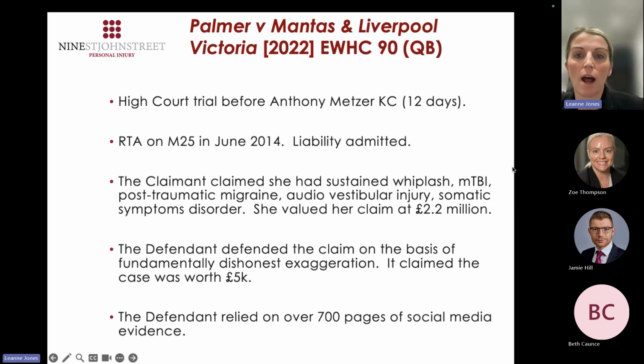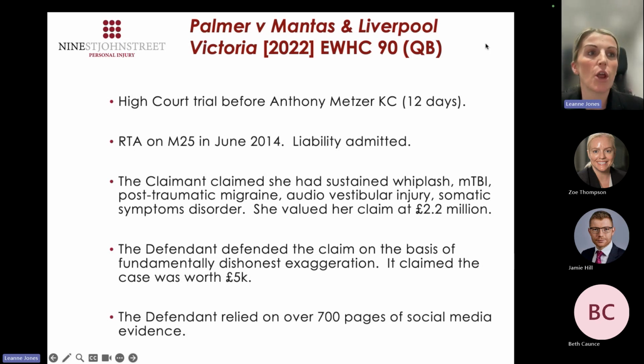This was a High Court trial, RTA on the M25 in June 2024. Liability admitted in this one. The claimant was claiming that she'd sustained whiplash, mild traumatic brain injury, post-traumatic migraine, audiovestibular injury, somatic symptoms disorder, and she valued her claim at 2.2 million. The defendant, on the other hand, said the basis of the claim was fundamentally dishonest, there'd been exaggeration, and the claim was worth approximately £5,000. The defendant relied on 700 pages of social media evidence.